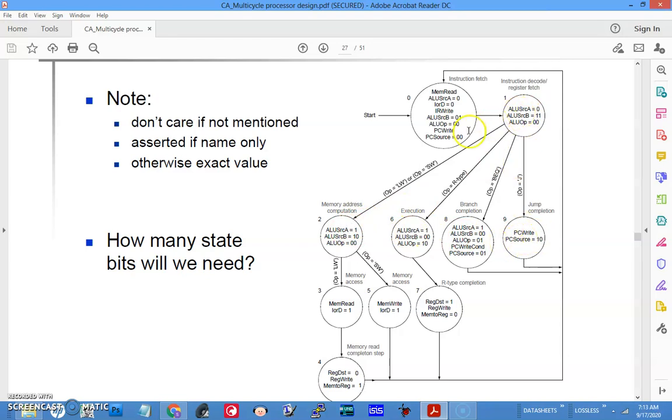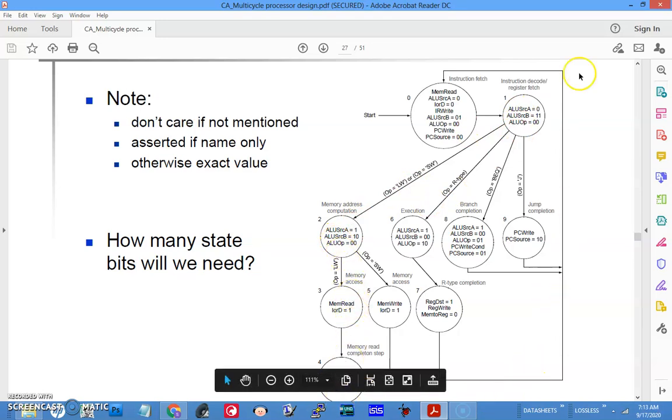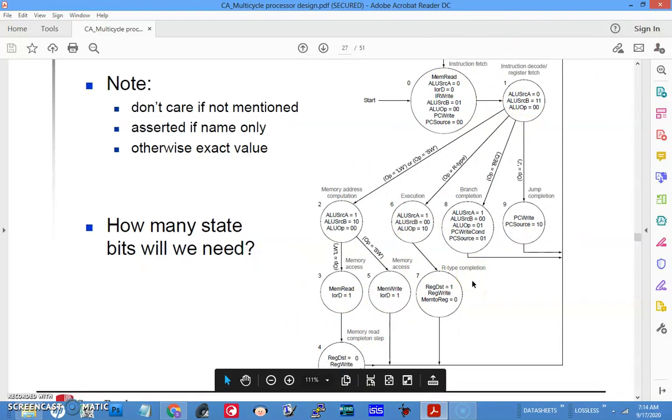Let's take that your instruction is load word, you go to this state, from here to this one, and so on. Likewise you have 10 states. Am I correct? 0, 1, 2, 3, 4, 5, 6, 7, 8, 9, that is 10 states. So how many bits will be required to represent each state?